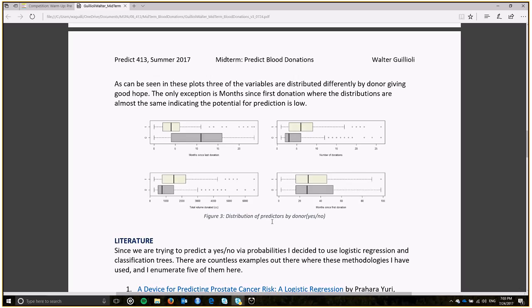For example, if I go to the bottom right, months since first donation, the distributions are pretty similar. I see the line there and I see the median, and the IQR is pretty close and the data is pretty distributed. So I'm not very excited about that variable. But if I look at months since last donation, for example, for the people that have donated, you see how that variable is very condensed in the lower end of the scale, with a median of around 4, versus the people that didn't donate for the particular month, where it's over 11, and the data is more widely distributed.